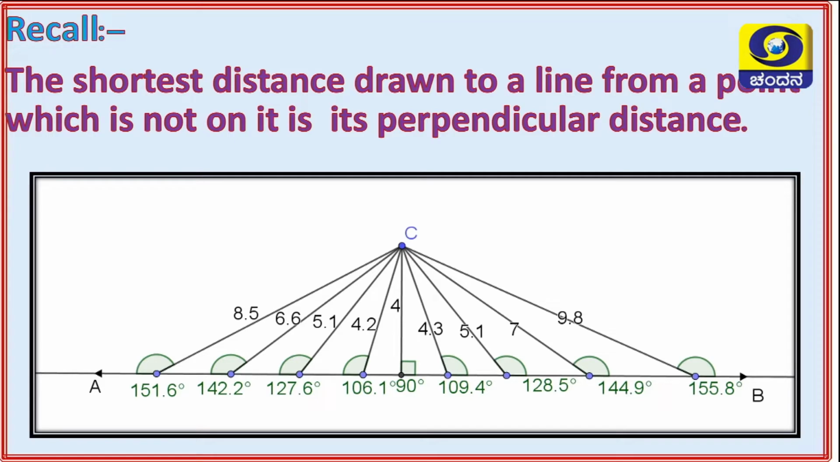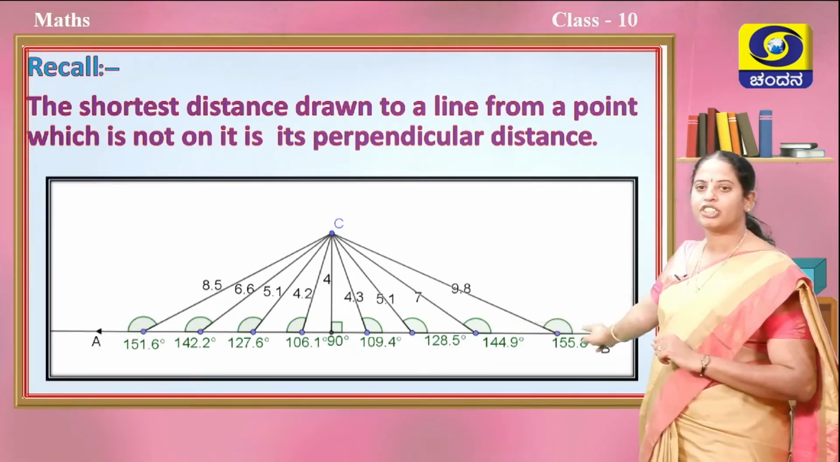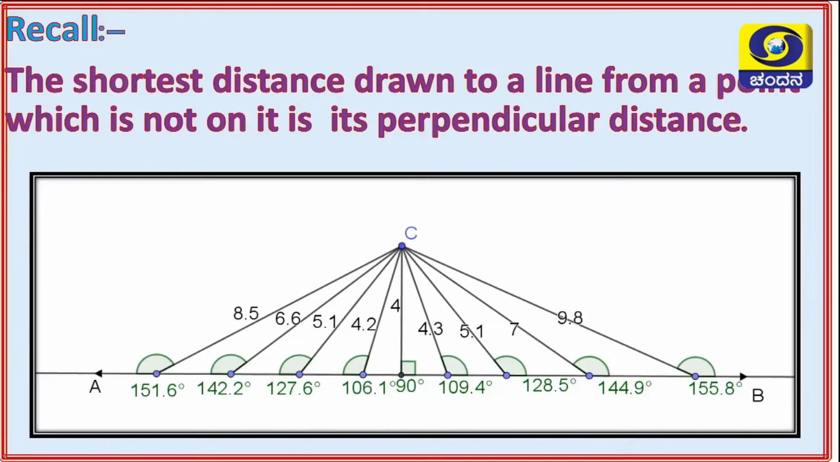If you go on observing all the examples and the lengths of the lines, you observe that the line which has 4 units length, is making a 90 degree angle, or a right angle, and is the shortest length to this straight line AB. Then what is the conclusion? The shortest distance drawn to a line from a point which is not on it is its perpendicular distance.